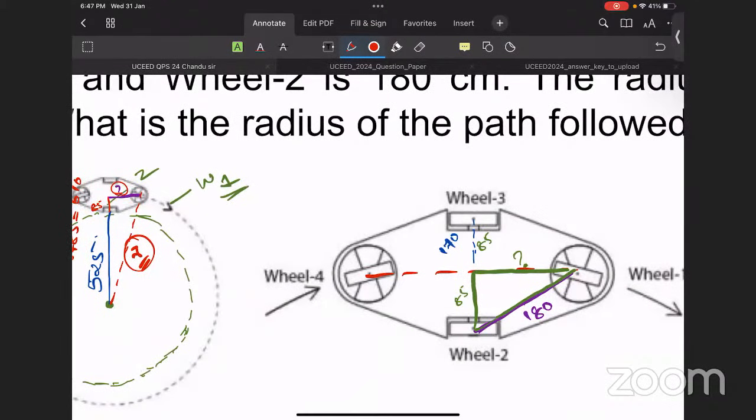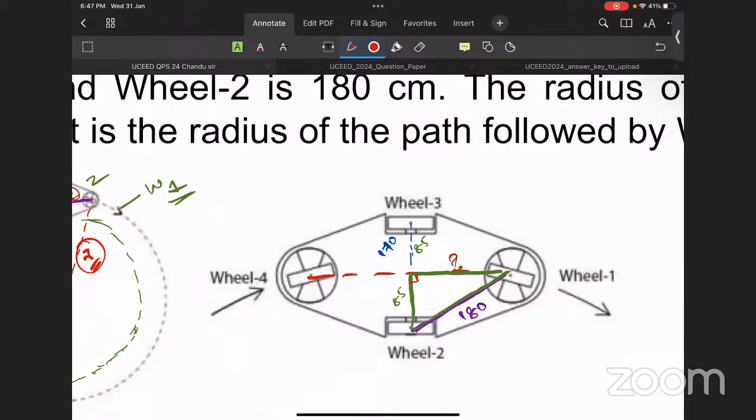We will come back to that. We don't know this particular length, so use Pythagoras theorem. This is a right angle. So 180 square minus 85 square, then take the root. Some complex calculations. The square of 18 is 324, give two zeros. Similarly, 85 square will be 7225. Regarding squares and square roots shortcuts, I will take a session later.